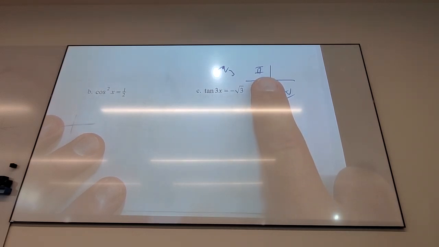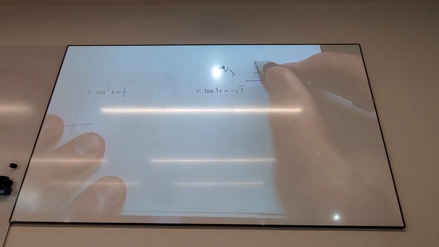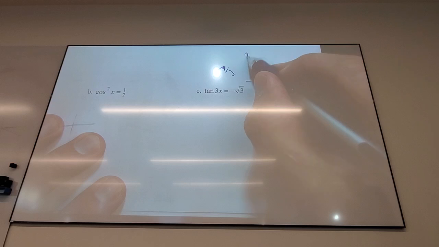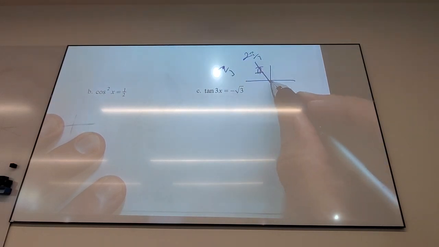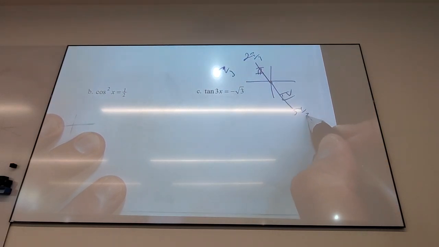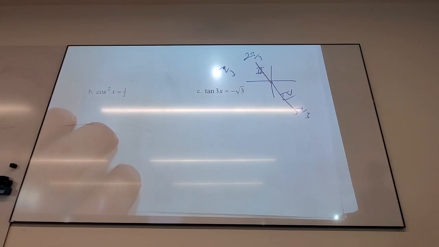So in quadrant 2, what would that translate to? 2 pi over 3. And in quadrant 4, what would that translate to? 5 pi over 3. How far apart are those from each other?